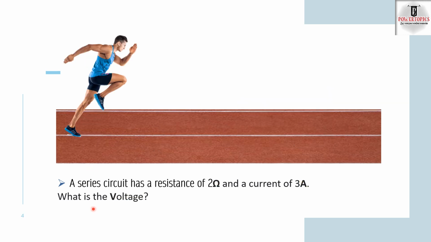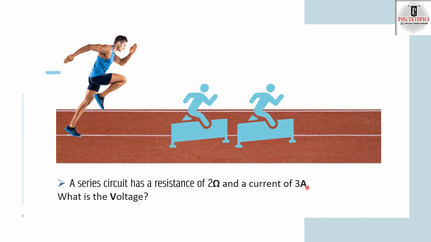This is another example. A series circuit has a resistance of 2 ohms and a current of 3 amps. What is the voltage? Again, to calculate the voltage, you have to multiply the current and the resistance. Notice that the current has stayed the same from the previous example, which is 3 amps. But now, the resistance has decreased. So the voltage would be 3 times 2, which is 6 volts.